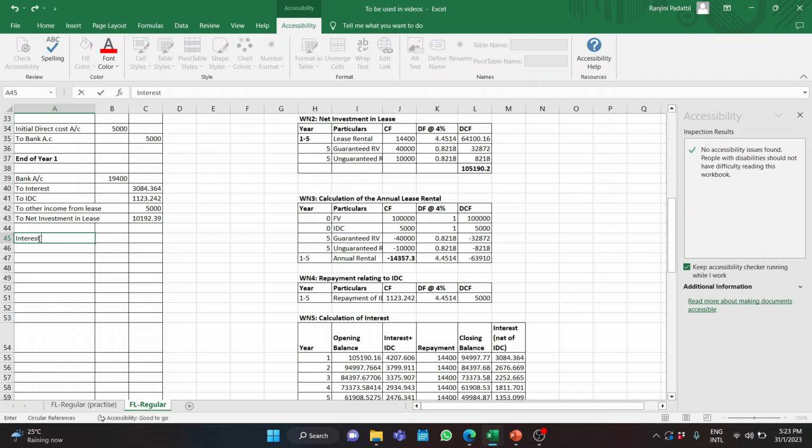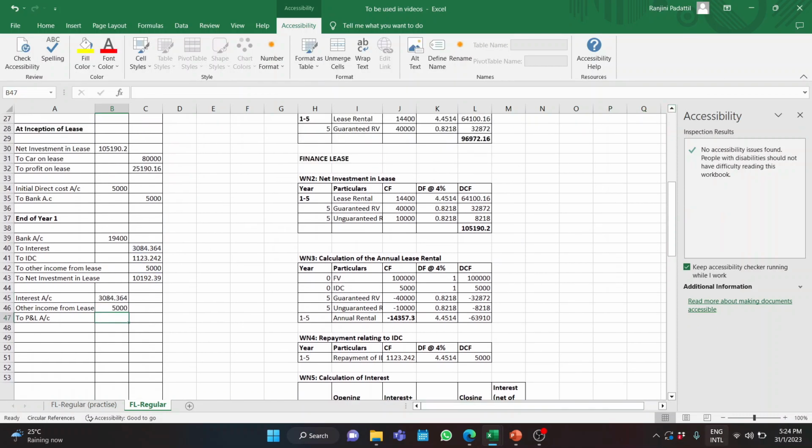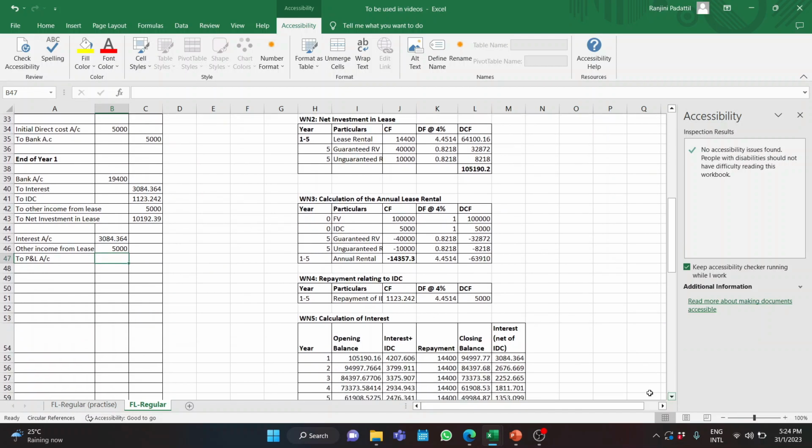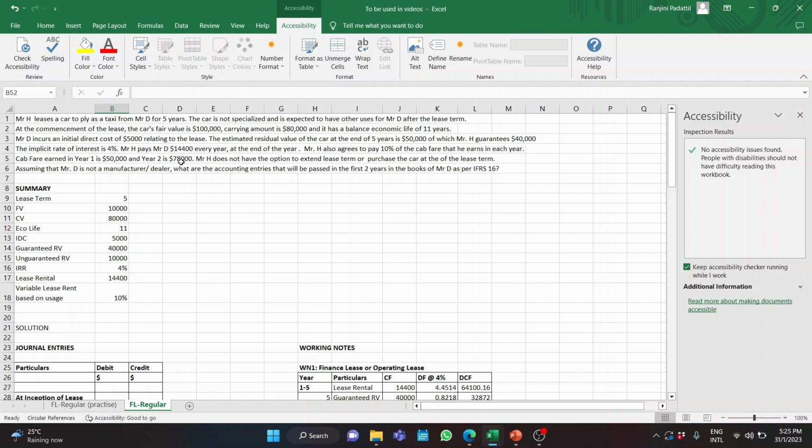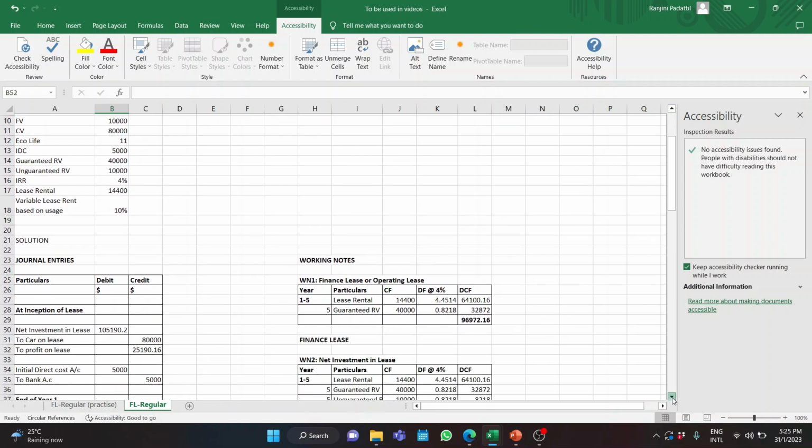Okay, let's see what all goes into the P&L account. The interest 3084, other income from lease 5,000. There is also, if you remember, a profit on lease of 25,190. So 33,274. End of year 2, we receive 14,400 plus 10% of year 2's cab fare of 78,000, which is 7,800.